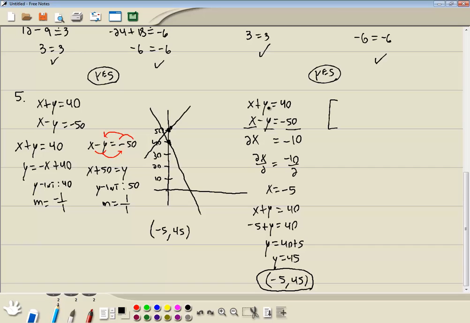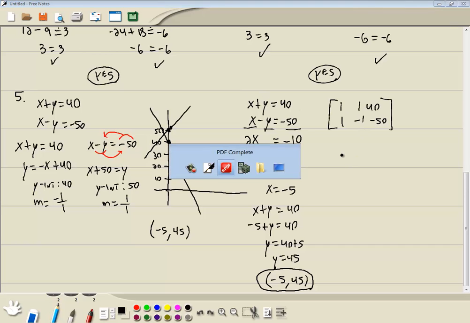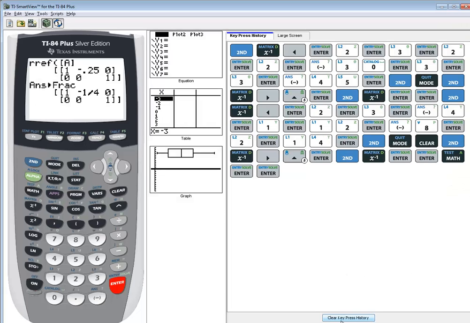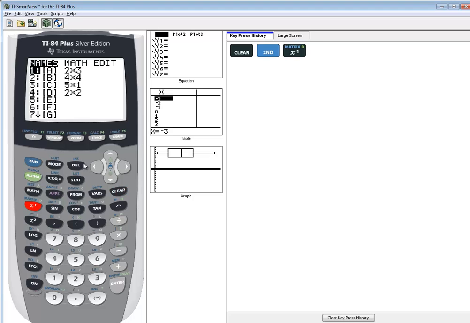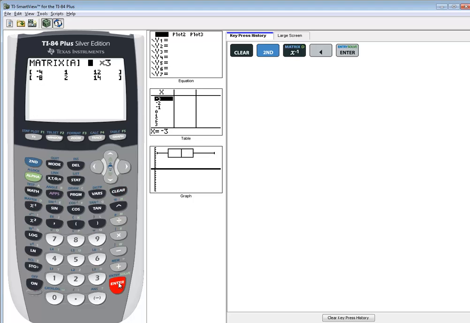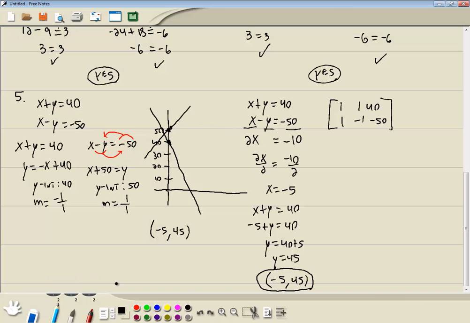Okay, now let's do it on the calculator. So we're going to have 1, 1, 40, and 1, negative 1, negative 50. Again, all of your terms with variables have to be on one side, numbers on the other. You drop the variables and equals, keep the numbers and their signs. Keep in mind, if there's not a number in front of the variable, there's a 1 there. Okay. So let's go ahead and put this in. We'll do second, x to negative 1. Go over to edit, do enter on A. It's a 2 by 3. I already have 2 and 3 there, so I'll just press enter on.